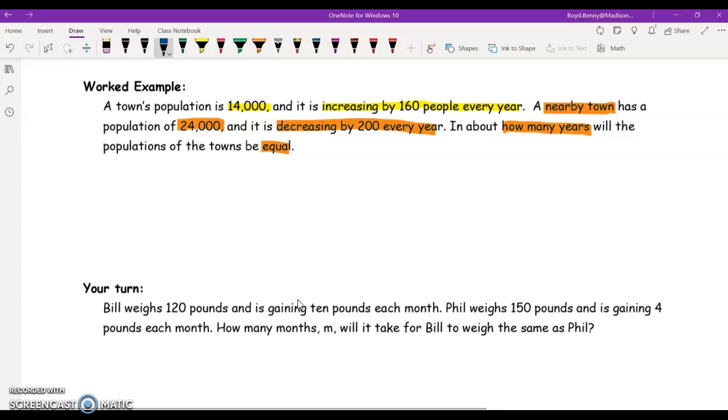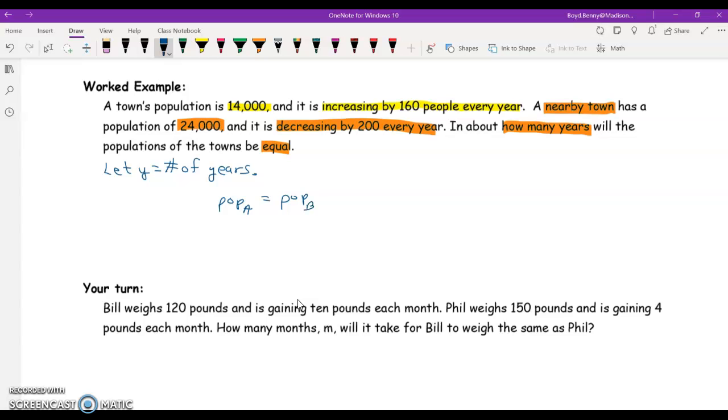So all of this tells me how to set up the problem. So I'm going to let y equal the number of years. Okay? So let's see here. I need to know that the population of one town, I'll call it town A, needs to equal the population of town B.